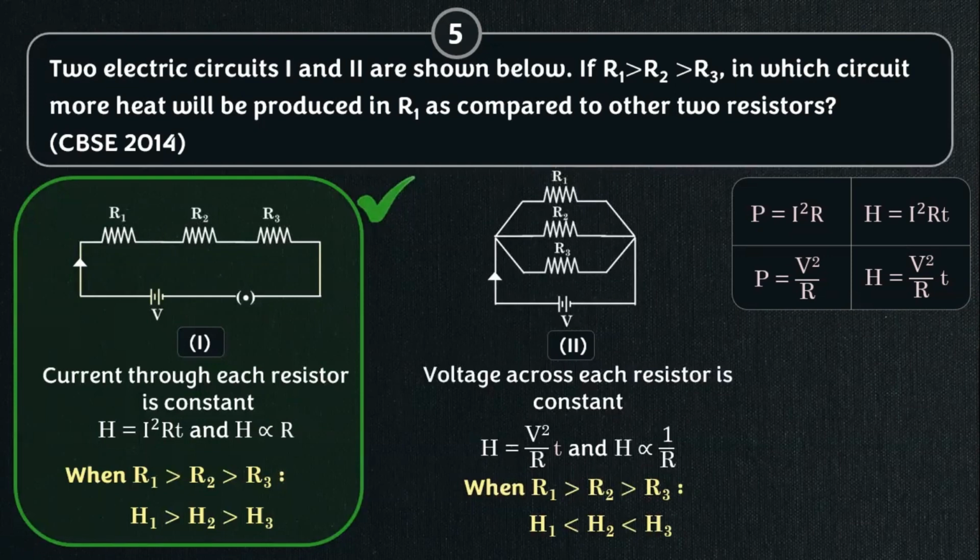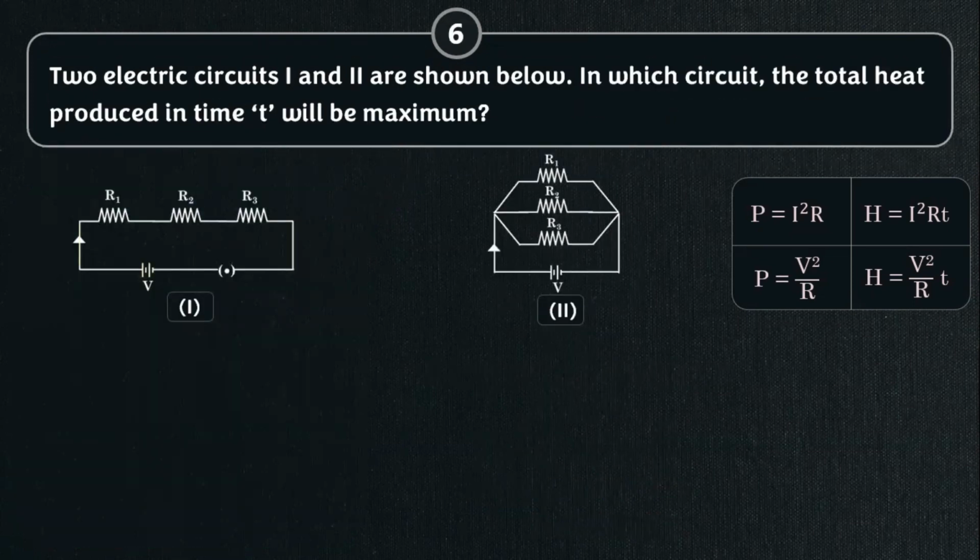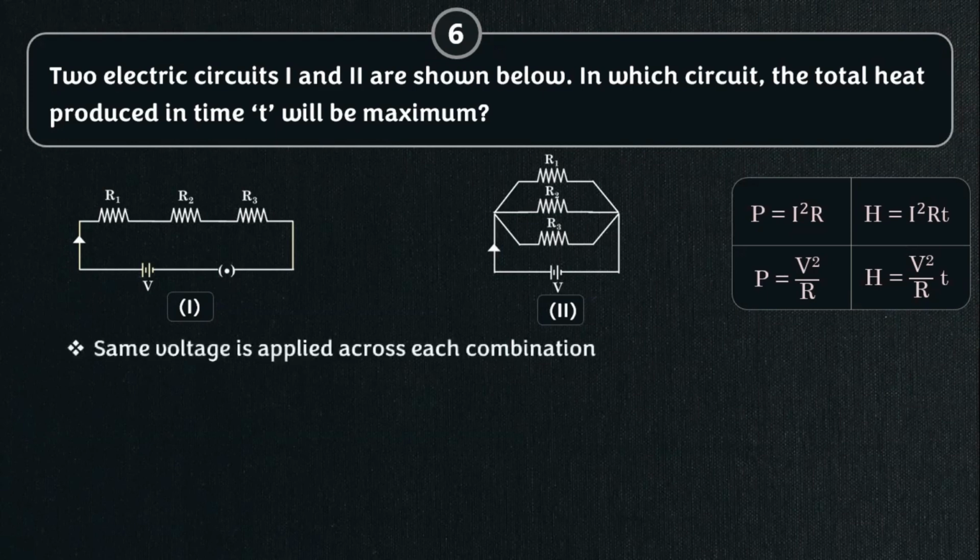But we have already seen that the total power consumed and total heat developed will be higher in parallel combination, means the total power. Here is an example. In which circuit the total heat produced in time t will be maximum. Here, we need to consider the total heat produced. Here, same voltage is applied across each combination, the series combination and the parallel combination. Heat is equal to V square divided by R into time. R is the R equivalent, means as the V is constant, heat is inversely proportional to equivalent resistance of the system of resistors.